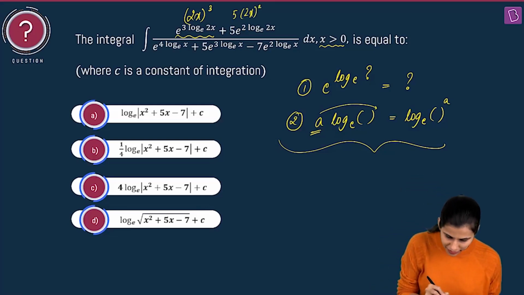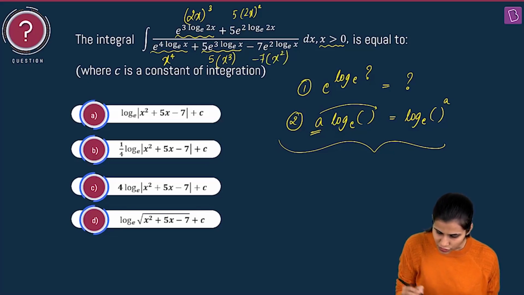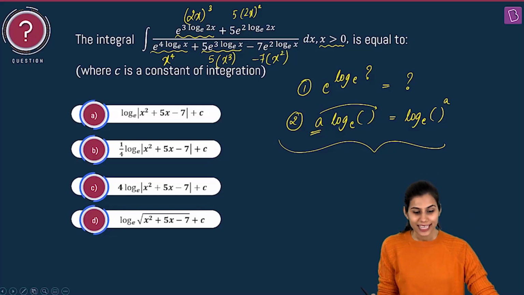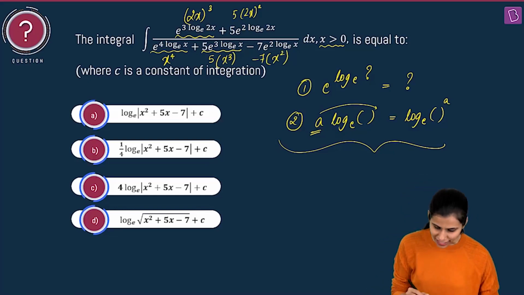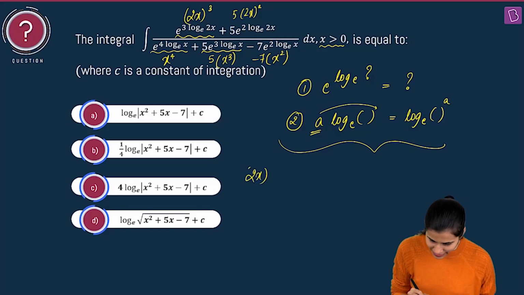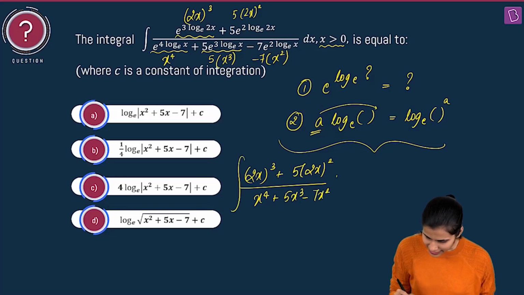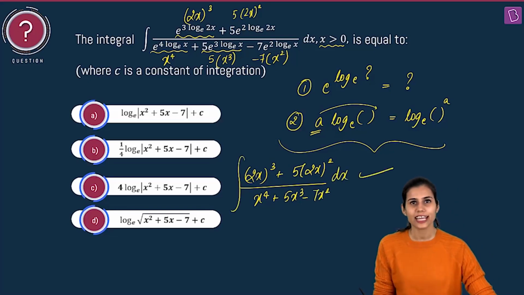Okay. Similarly, come over here. This will just be x to the power 4. Come over here. 5 as it is. This will be x to the power 3. Come over here. Minus 7 as it is. This will be x to the power 2. Hence, my integrand now looks like 2x cube plus 5 into 2x square upon x to the power 4 plus 5x cube minus 7x squared. So this is now the integral that I have to solve.